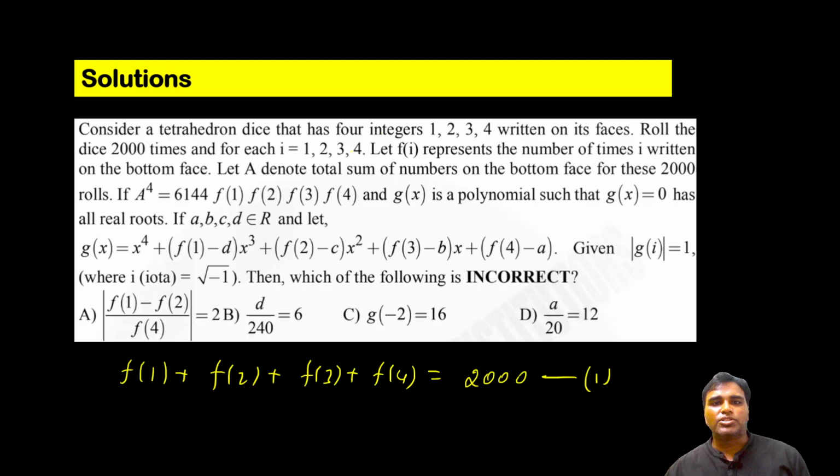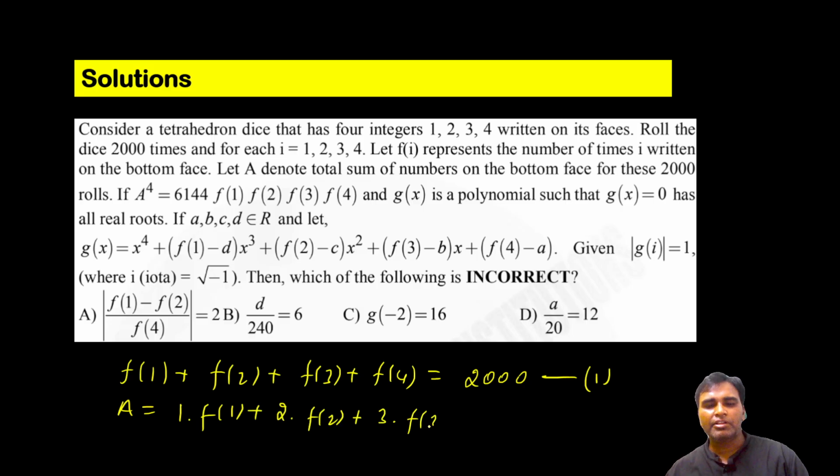Now A denotes the total sum of numbers on the bottom face for these 2000 rolls. Now A is the sum. So 1 is coming F1 times, so 1 into F1. Why, sir, why F1 times? Number of times 1 is written. So if F1 means 1 is written F1 times, then 2 into F2, 3 into F3, 4 into F4. This represents A, and they have given A power 4 as something like this.